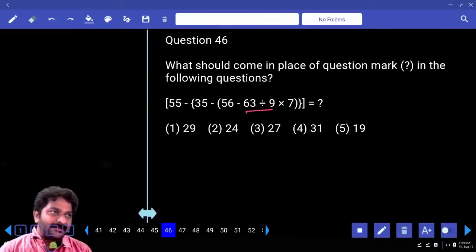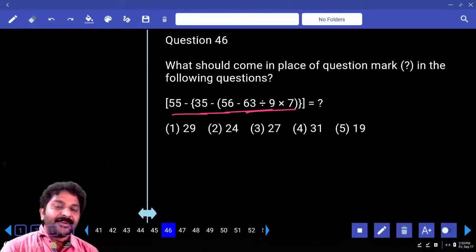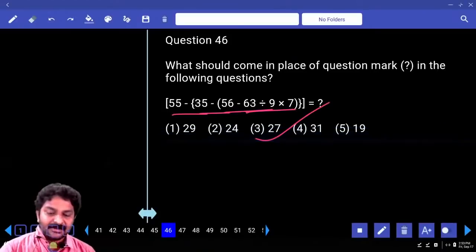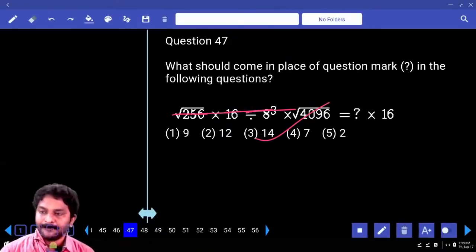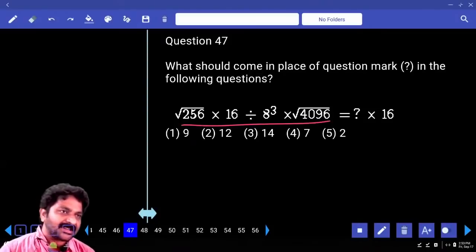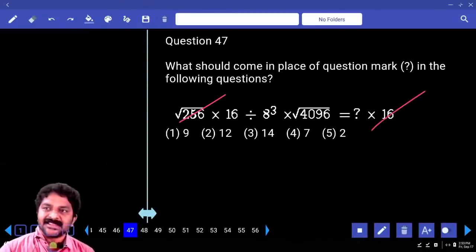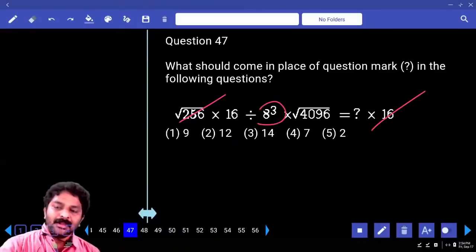63 divided by 9. 7. 7 into 7. 56 minus 49. 7. 35 minus 7. 28. 55 minus 28. 27. Right. Left hand side we have only multiplication and division. No addition and subtraction. Correct? Under root 256. 16. Right hand side 16. Gets cancelled.